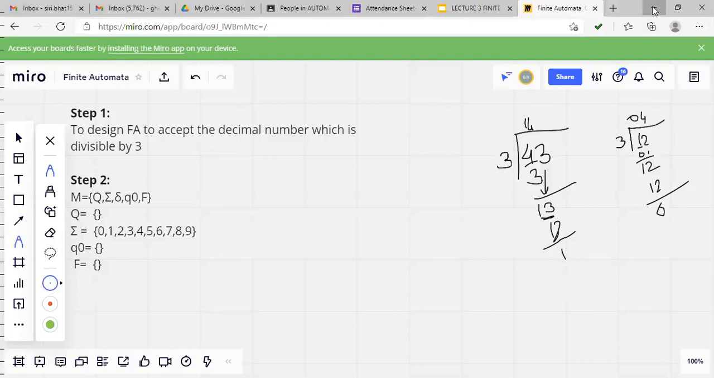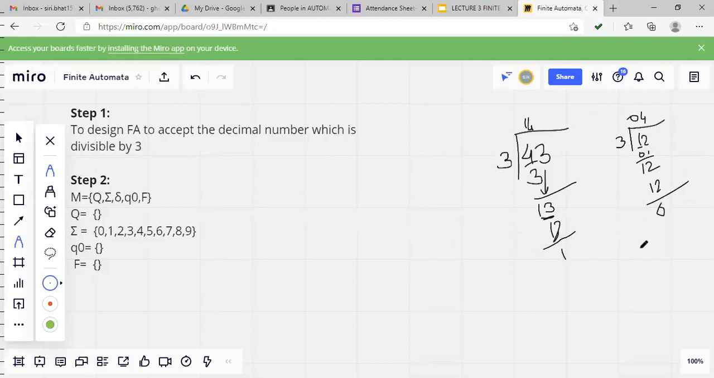Okay, students, now tell me which number is divisible among these two? 43 or 12? Which number is divisible? 12. 12 is divisible. How did you decide? Yes, very good. Remainder is 0. If remainder is 0, then we say that the number is divisible. If the remainder is something other than 0, then we say that the number is not divisible. This same logic will apply to our machine. Depending on the remainder, we decide whether the number is divisible or not.